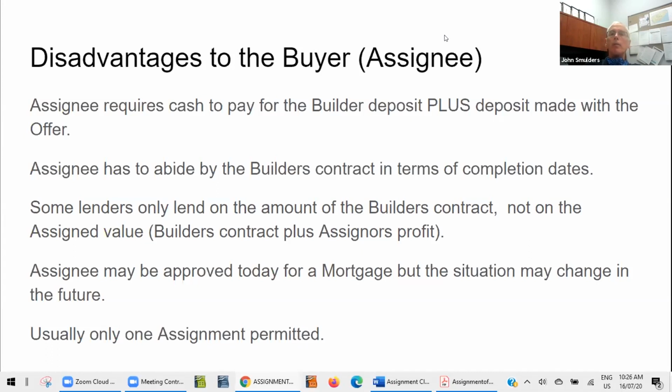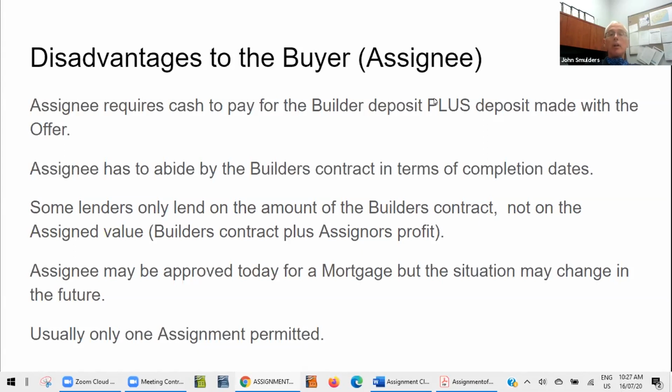Just let me check my chat button again, folks. Beta asks, when does the buyer need to pay the seller's profit?